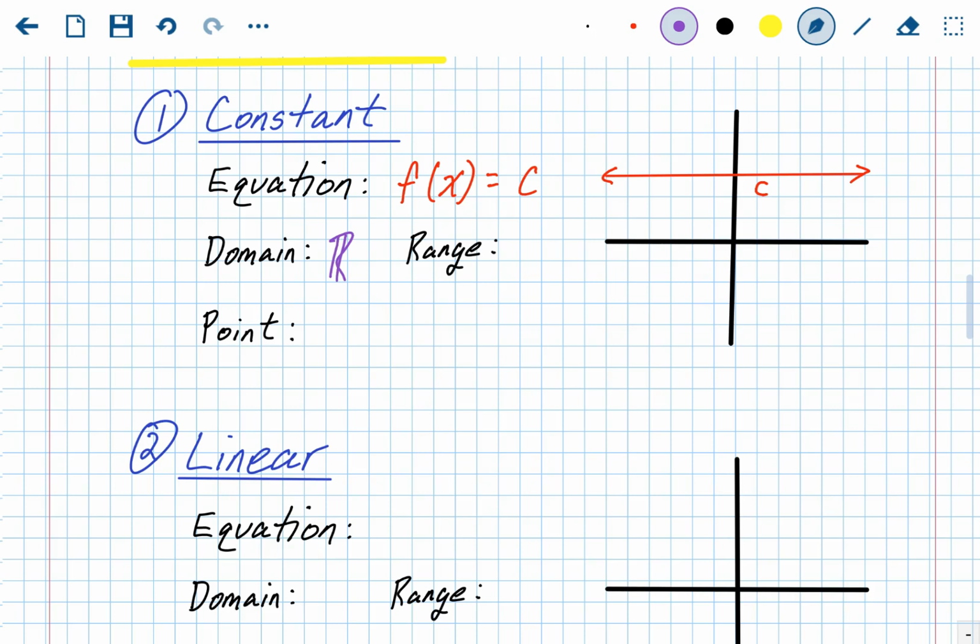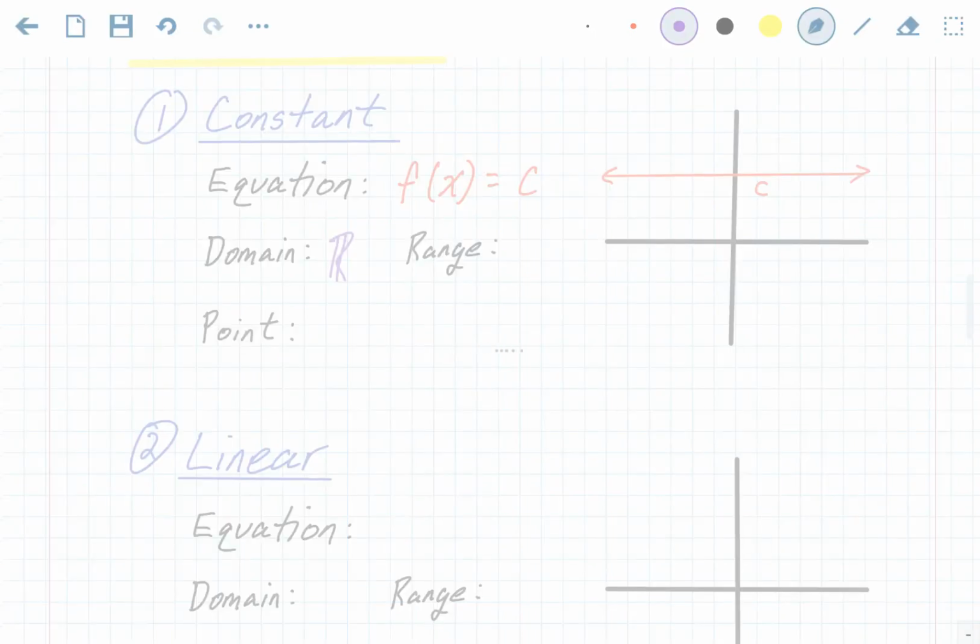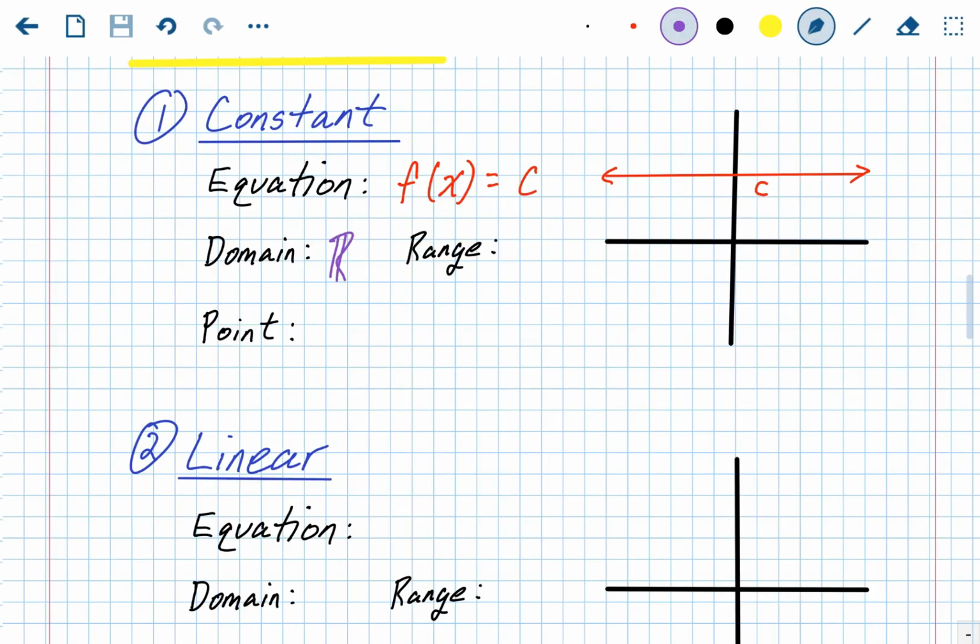The range of a constant is a little different than our normal ranges. Remember, range is all the y values. Well, there's only one y value, and it's c. So your range is just c, whatever number c is.